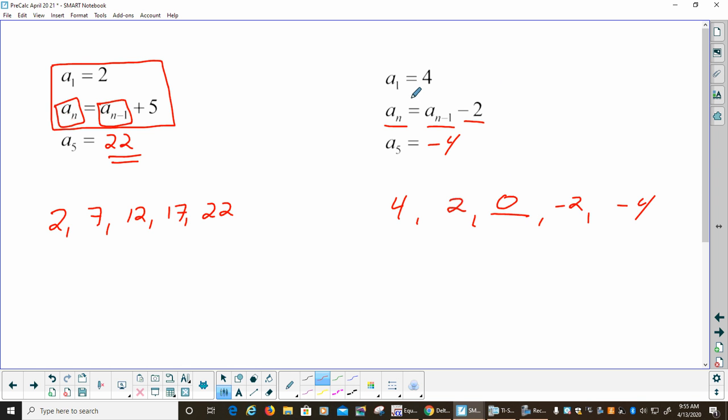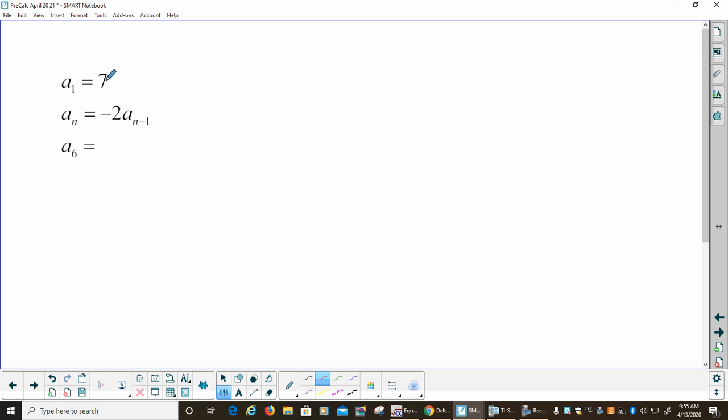All this is saying is a recursive pattern. They tell you where to start, and what to do to get the next term is take the previous one and do something to it. They want a sub 6. The first term is 7. To get the next term, take the previous term and multiply it by -2.